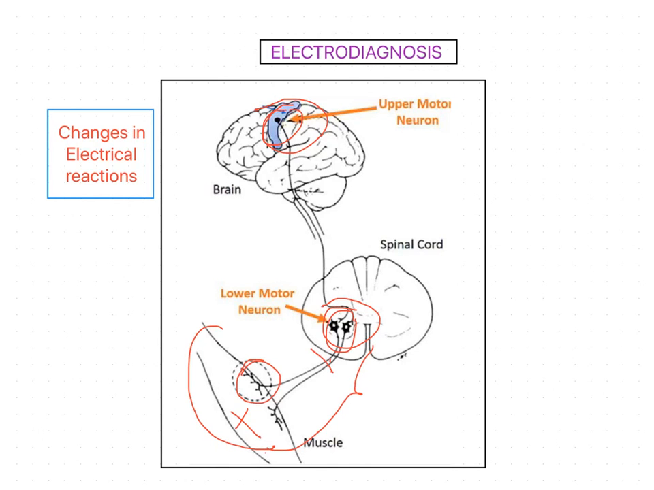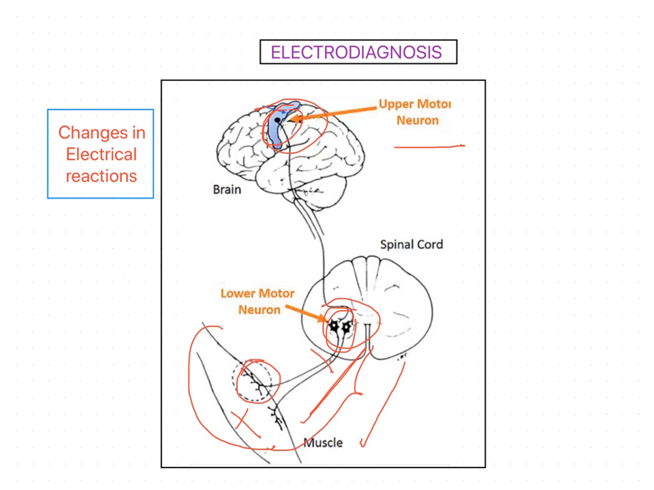But here, what responses can we see in the upper motor neuron lesion, the lower motor neuron lesion, a defect at the neuromuscular junction, or a muscle lesion? First, we will see the upper motor neuron lesion. When there is a lesion of the upper motor neuron, there are no changes in the lower motor neuron or muscle, that is, in the accessible part of the motor pathway.